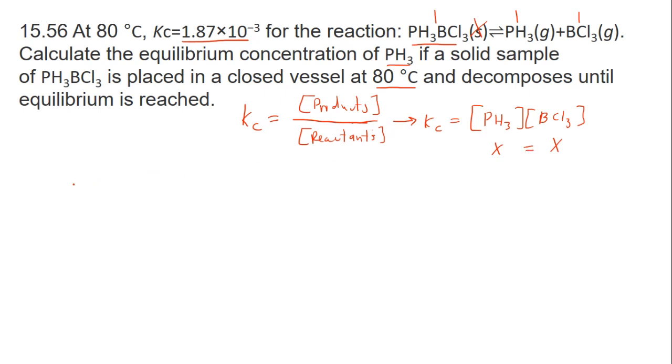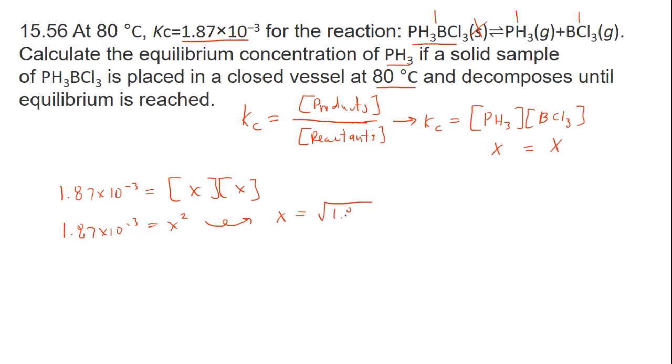Because they should be equal to each other, now we can plug in everything we know into the equation. We've got our equilibrium expression, and our equilibrium constant, 1.87 times 10 to the minus 3, equals our concentration of phosphine, which is X, times our concentration of boron trichloride, which is also X. So 1.87 times 10 to the minus 3 equals X squared. We rearrange that, X equals the square root of 1.87 times 10 to the minus 3, and X equals 4.32 times 10 to the minus 2 molar.